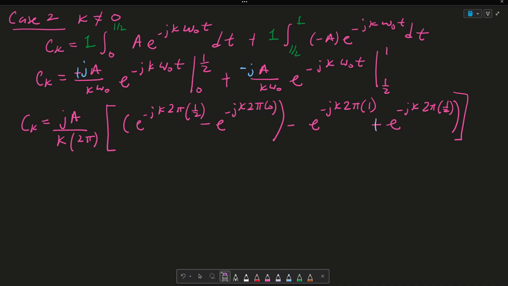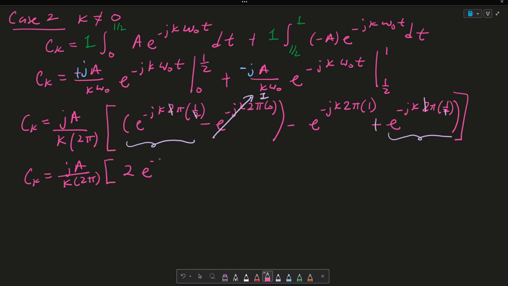Let me go ahead and say that this here becomes a 1. This 2 cancels out with this 2, and this 2 cancels out with this 2. Now we can realize that this term here and this term here are the same, so we can add those up. So when we rewrite our ck, we say that this is ja over k times 2 pi times 2e to the minus j pi. And what I'll do is I'll bring this k out. All right. And then this is minus e to the minus j 2 pi.